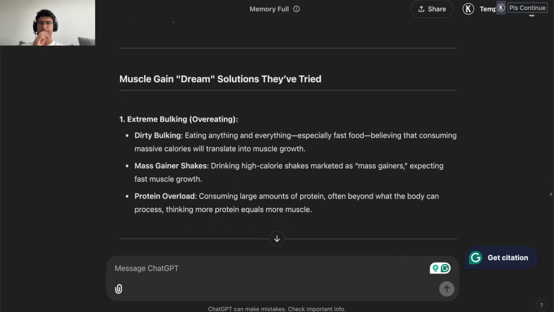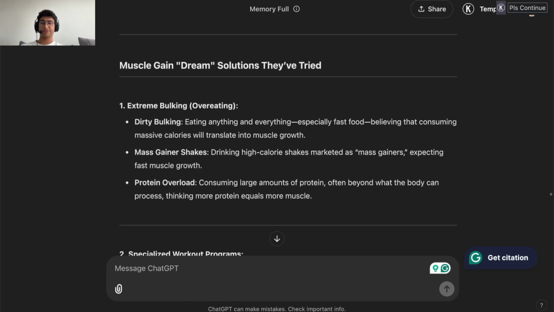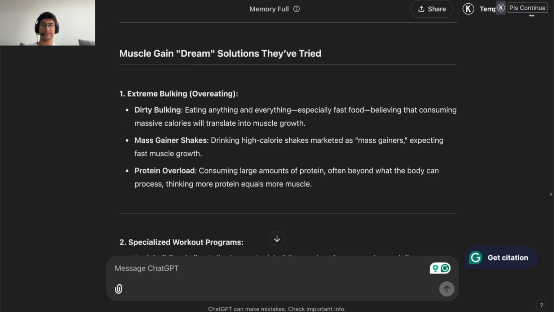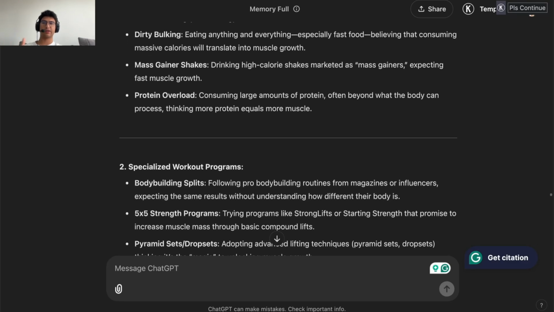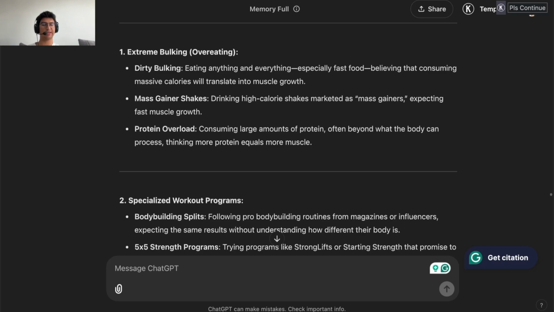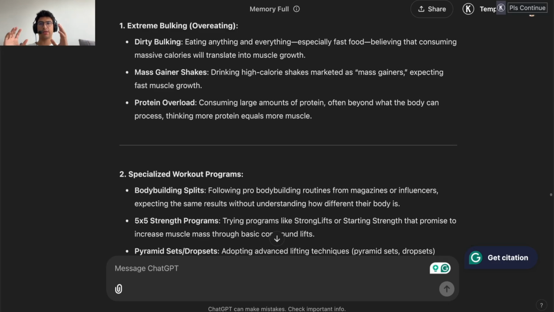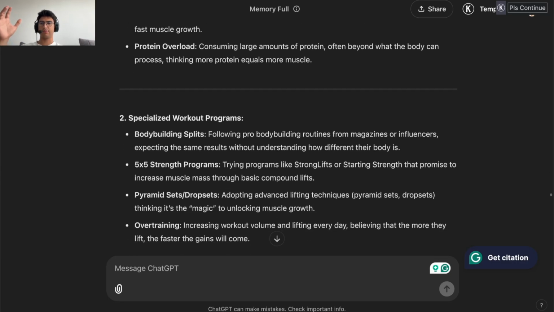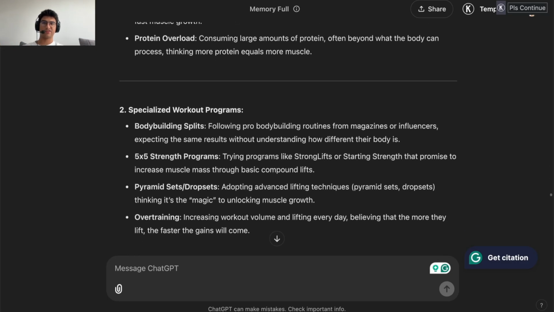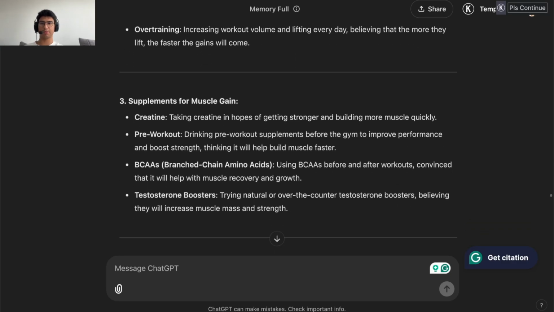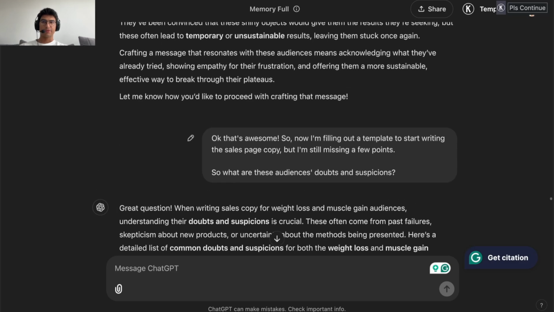Now, let's imagine this is for gaining muscle. So people have tried dirty bulking, which is eating just basically everything and anything. Mass gainer shakes, protein overload. Again, you can do the same thing. Like, have you tried gaining weight, but it's impossible despite eating everything, drinking high calorie shakes, consuming large amounts of protein? Well, in this video, I'm going to show you how you can gain this amount of muscle in this amount of time without doing this, without doing bodybuilding splits, 5-5 strength programs, spending 30 hours in the gym, blah blah blah.